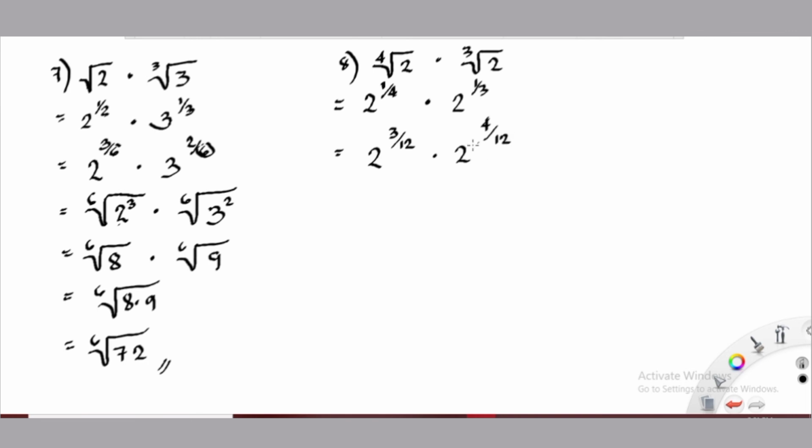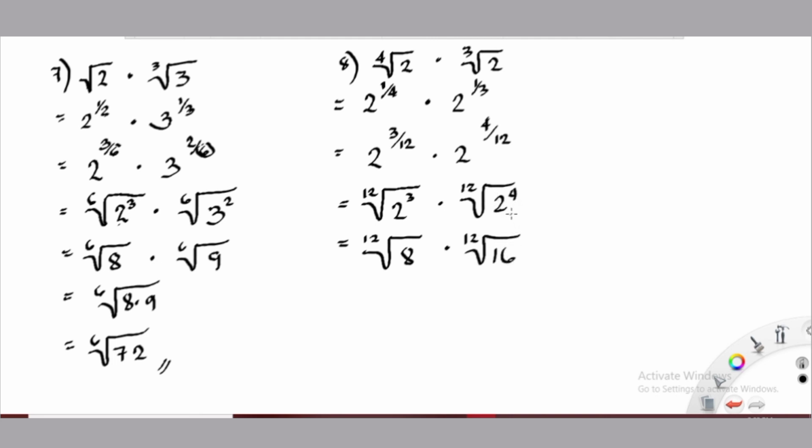Now, they have the same denominator, or the fractions of our exponents are similar, so we can write them as radicals. So, the index is 12. So, 12th root of 2 raised to the numerator, which is 3, times 12th root of 2 raised to the numerator, which is 4. Simplify. So, we're gonna have the 12th root of 2 cubed, which is 8, times 12th root of 2 raised to 4, that will give us 16. So, multiply 2 by itself 4 times, will give us 16.